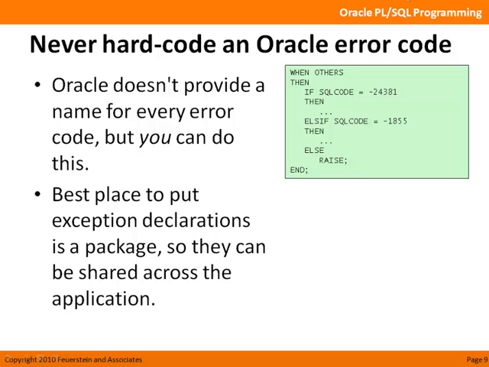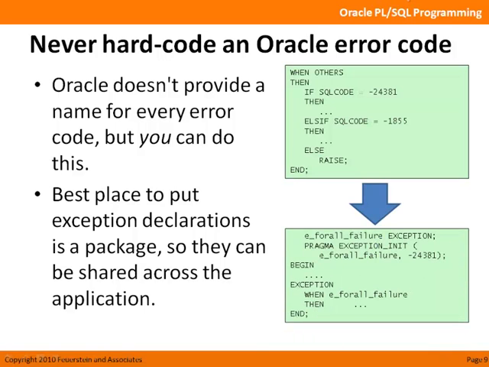So what you should do instead is give names to all the Oracle error codes, or any kind of error code. Give it a name with the exception declaration. Use pragma exception init to associate it with the error number, and then in your exception section, you can specify when a certain named exception is true, when the for all failed. Now it's much more understandable. No more hard-coded values. So avoid any hard codings of Oracle error codes.